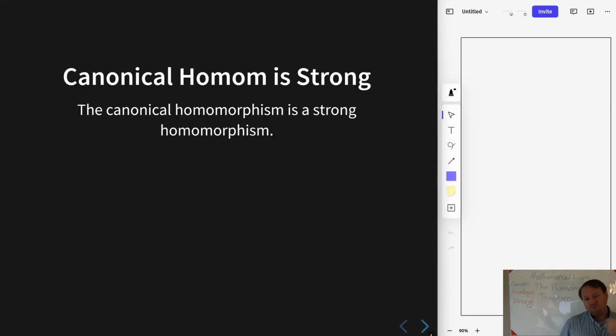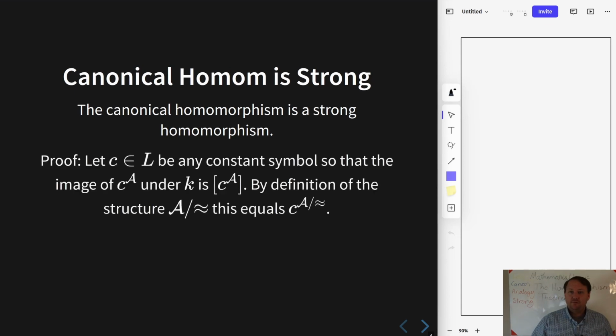Before getting there, in development of exactly that idea, let's go ahead and state and almost prove that the canonical homomorphism is a strong homomorphism. I'm not going to show much of the proof, but I'll do the first few steps and then indicate that the rest goes likewise.